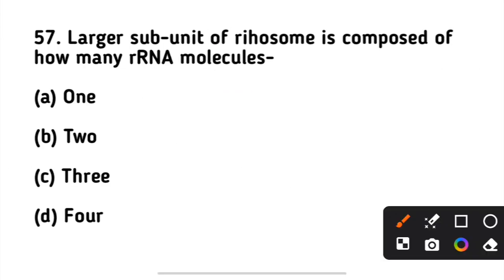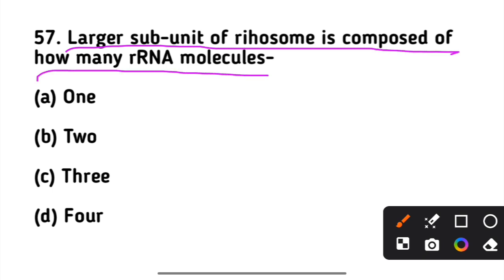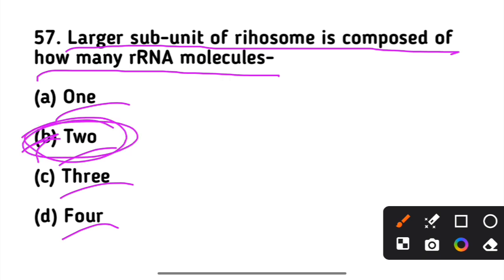Next, larger subunit of ribosome is composed of how many RNA molecules? 1, 2, 3, 4. Option B is correct, 2. Larger subunit of ribosome is composed of how many RNA molecules? Option B is correct, 2.